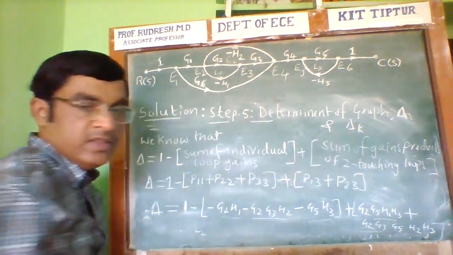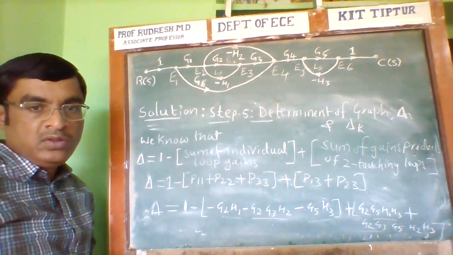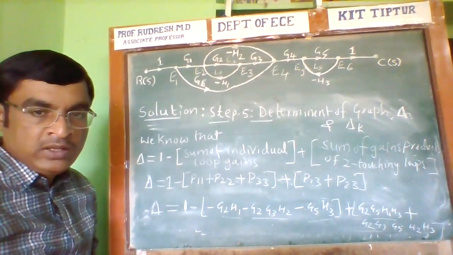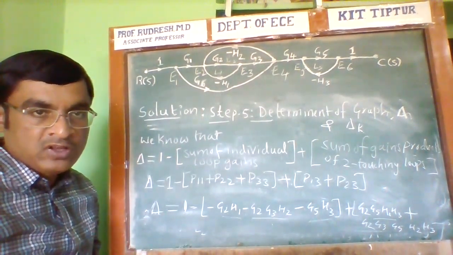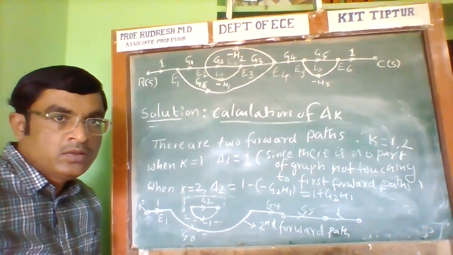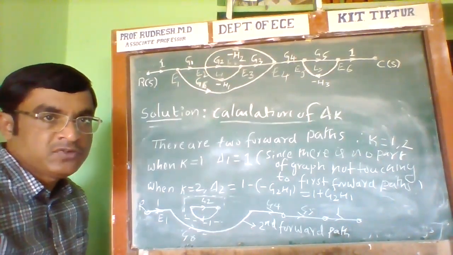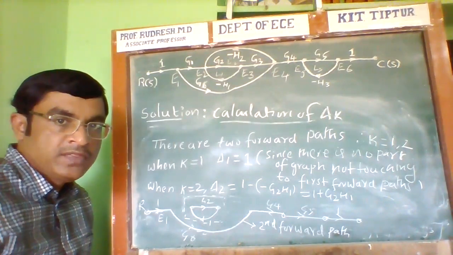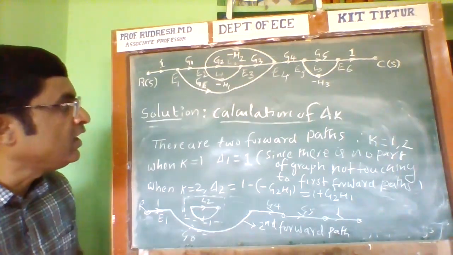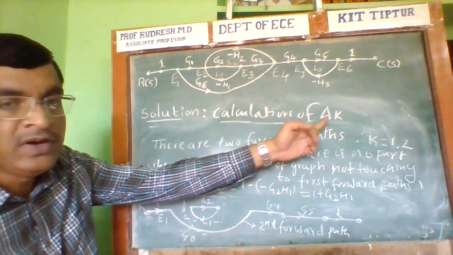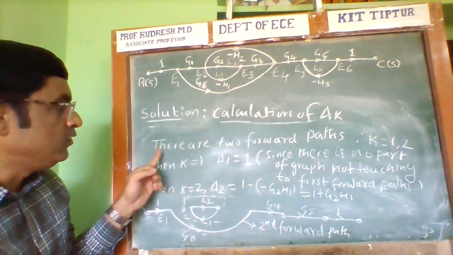Now, how to calculate delta k is very important. I'm going to explain it in the next step. The next step is to calculate delta k. Calculation of delta k is very important in a signal flow graph.